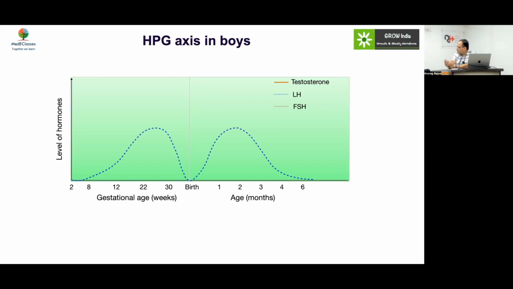So this we have discussed already, that if you talk about the HPG axis, your LH starts to appear by around 14-15 weeks. Before that, there is no LH. The FSH comes even later. So all these roles happen a bit later, but testosterone is there much earlier, and that is largely because of the HCG which is mediating that.